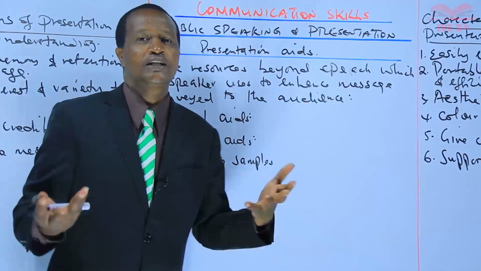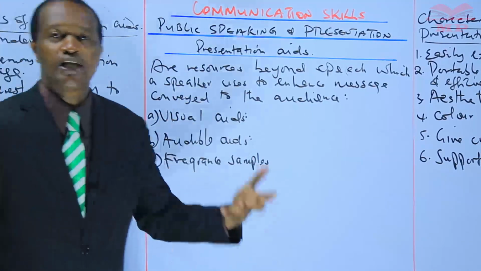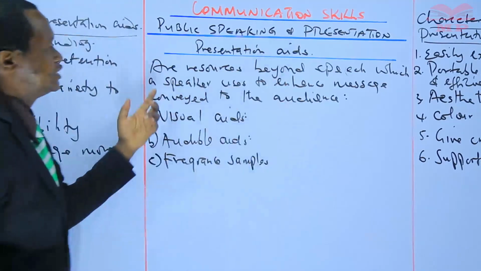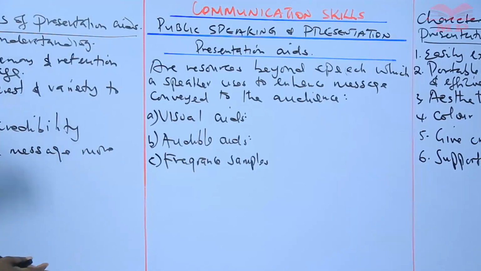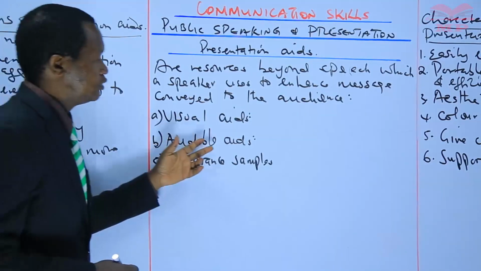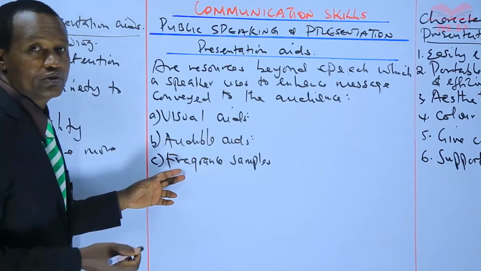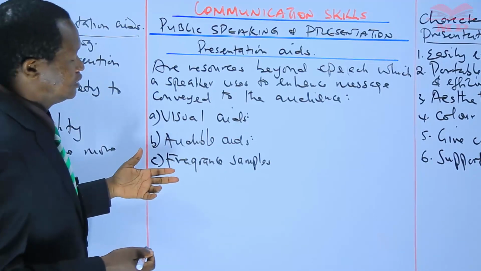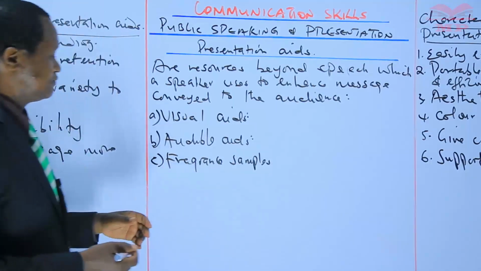What was the lesson about? The lesson was about presentation aids. We've defined presentation aids as resources beyond speech, which a speaker uses to enhance the message conveyed to the audience. We've also gone further to state that presentation aids could be visual aids, could be audible aids, could also be fragrance aids that appeal to the sense of smell. Other than the sense of smell, we can also have the sense of taste.